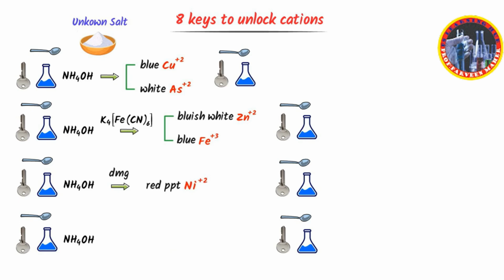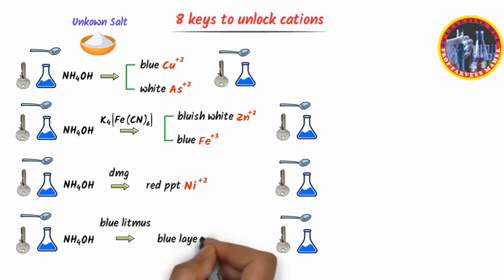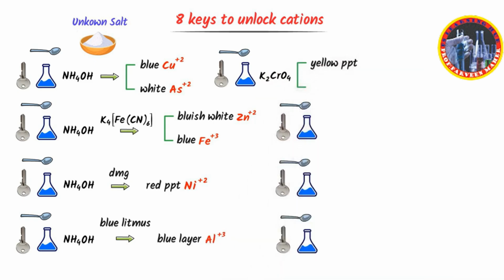In the fourth key, I add sodium hydroxide plus a few drops of blue litmus solution. I get one possible answer as blue layer. This blue layer indicates the presence of aluminium ion. In the fifth key, we add potassium dichromate. We get a yellow precipitate. It may be either lead ion or barium ion.